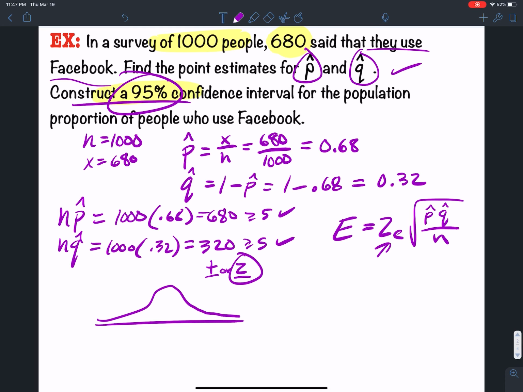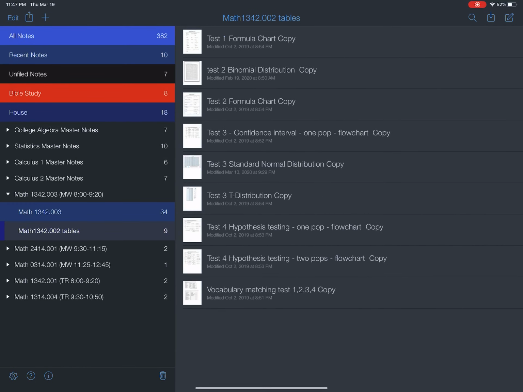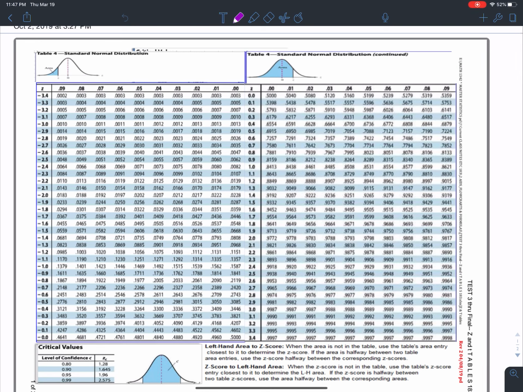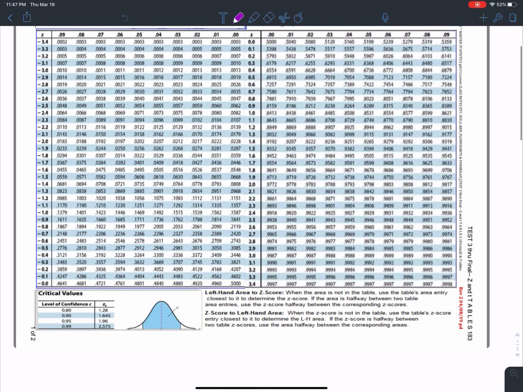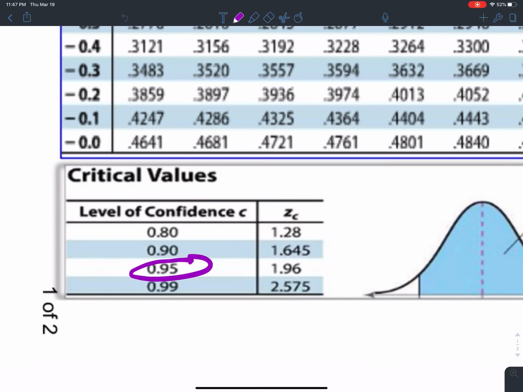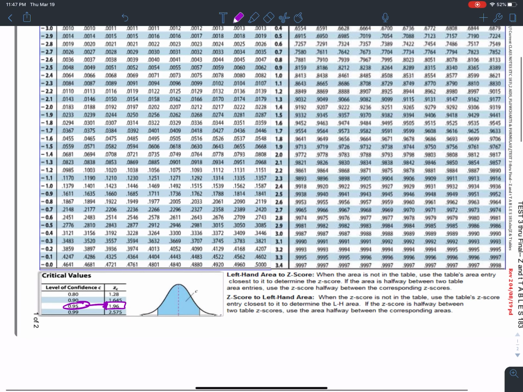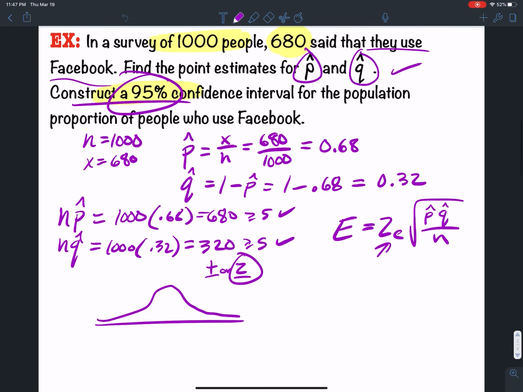So go pick out your standard normal table. I'm going to go here to my tables and try to look it up. What am I looking for? I want a level of confidence equal to 95%. That gives me 1.96. How easy is that? That little corner there is going to be your best friend when it comes to working these out. 95% level of confidence, 0.9196. Okay, so let's go back to here. My Z_C is 1.96.